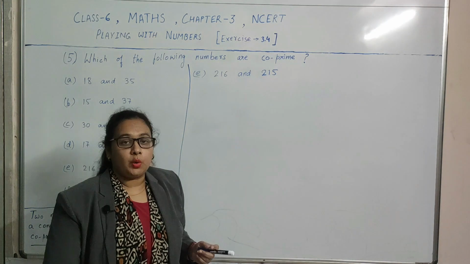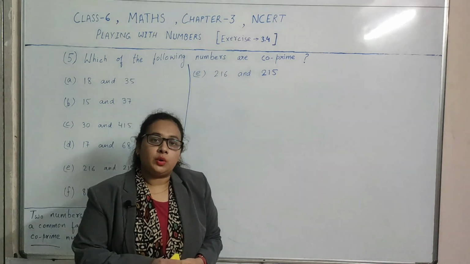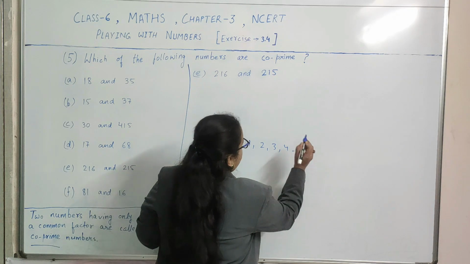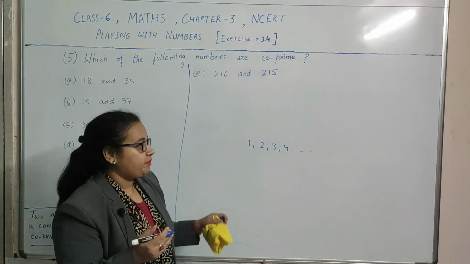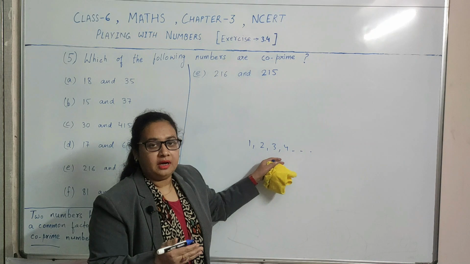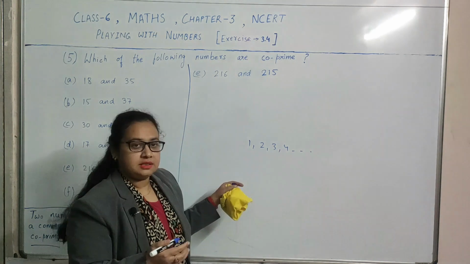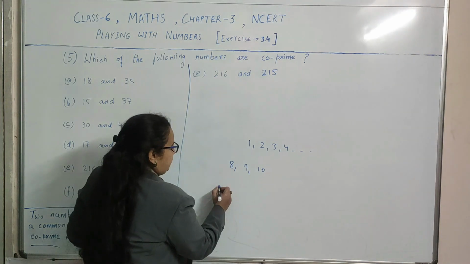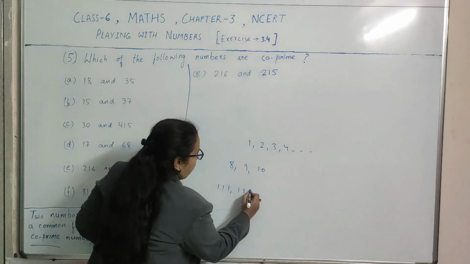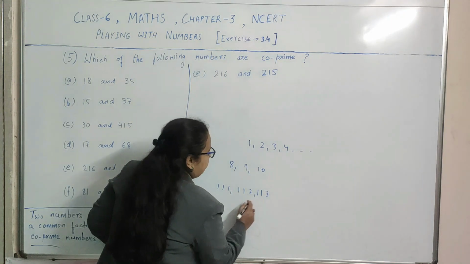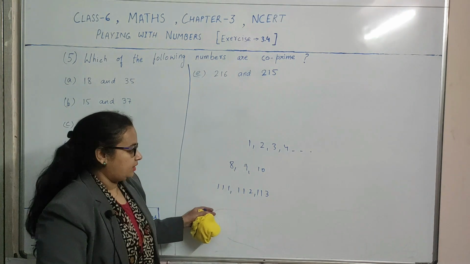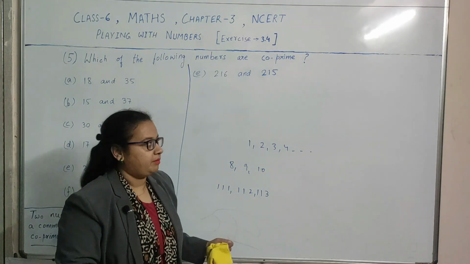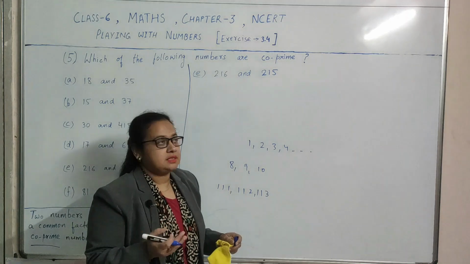Consecutive means they follow each other. The numbers which follow each other, which are continuous, like 1, 2, 3, 4 and so on. These are consecutive numbers because they come one after the other. Even 8, 9, 10, or if numbers are given 111, 112, 113, these are also consecutive numbers because they follow each other. So you understand what a consecutive number is.